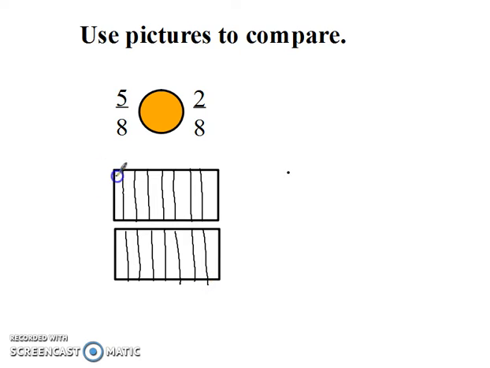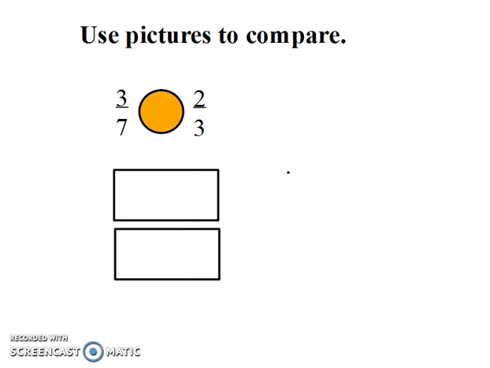And on the top I got 5/8 shaded in, so there's 1, 2, 3, 4, 5, and on the bottom I got 2/8 shaded in. Absolutely makes sense. If the denominators are the same, whichever numerator is bigger has the bigger fraction.